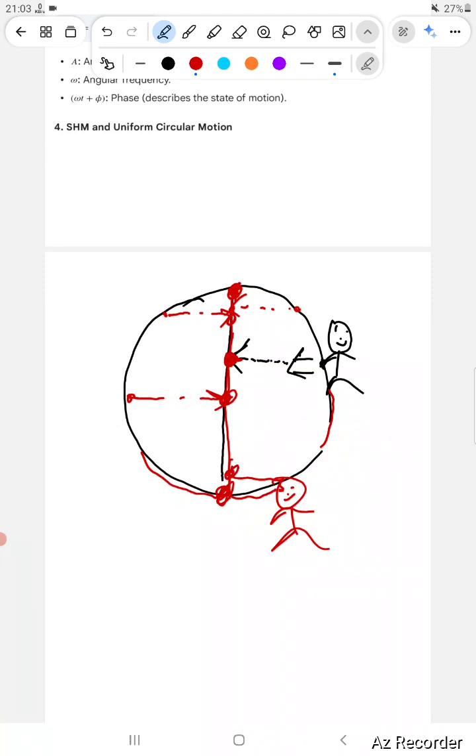Dear students, the observation is that this is the mean position. The torch light goes up, goes down, goes up, and goes down. It keeps on doing so, while the person is in uniform circular motion. You have to write in your notes that the projection of UCM on the diameter of a circle follows SHM. Okay, I hope it is clear to you.